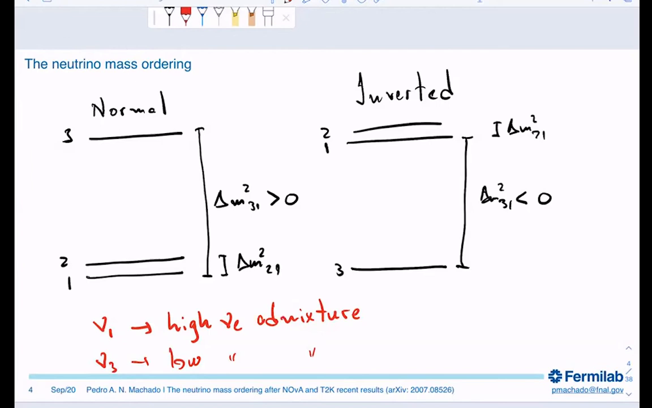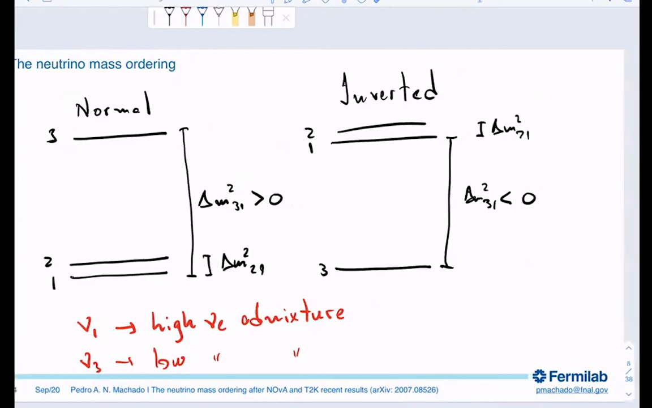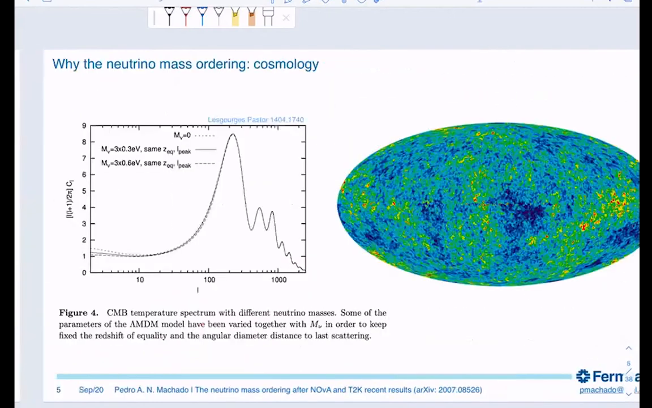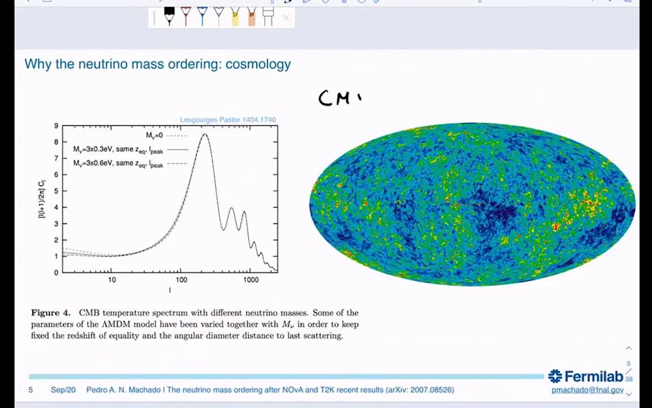And I'm still left with these two cases of normal and inverted ordering. Okay, so before going to the data, let me just tell you why we care about this ordering. I'm pretty sure that most of you know it, but let me just go through it. So one important business that the neutrino mass ordering has is on cosmology.